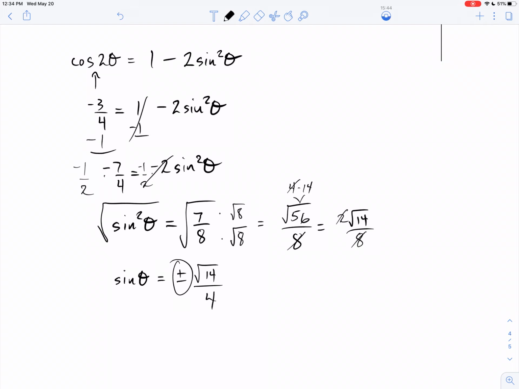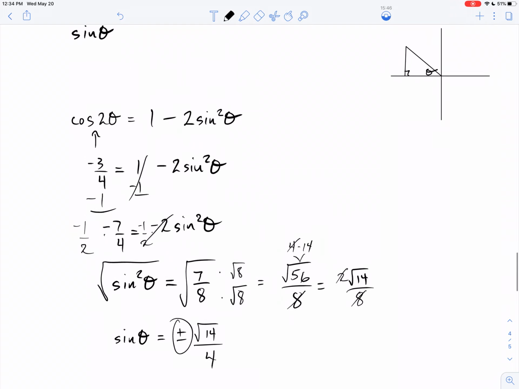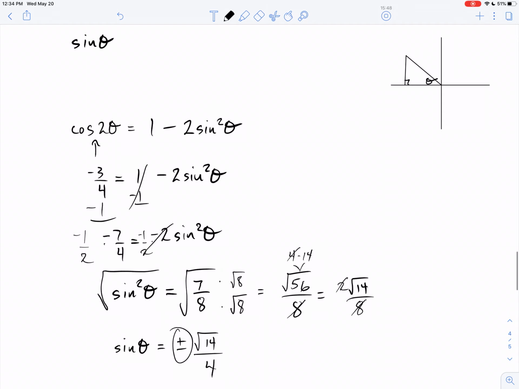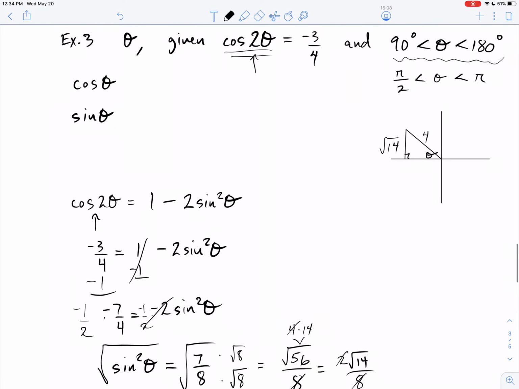Which one of these answers is correct? Let's look at our reference triangle. The sine of theta, that would be opposite over hypotenuse. And I could do that and say, I'm in quadrant 2. This should be a positive answer.